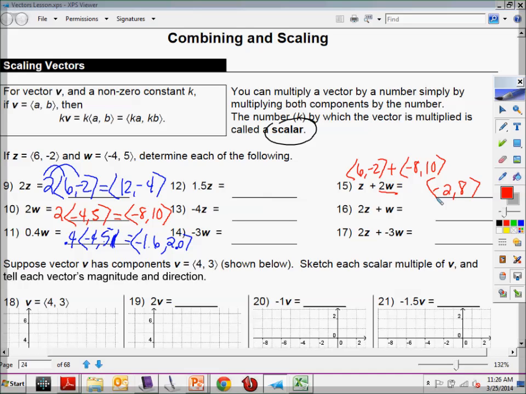On 16, have we not already found the scalar for 2z? We got 12, negative 4, and my w is negative 4, 5. So my resultant is 8, 1. It's a positive 1, right? All right, I'm going to leave the 4 for you to do. I'm going to give you about 5 minutes. That should be plenty of time.